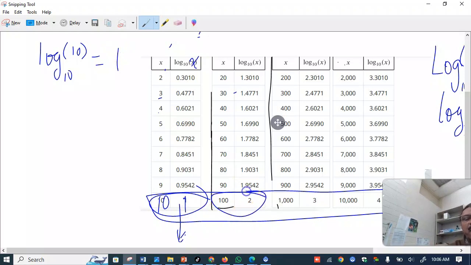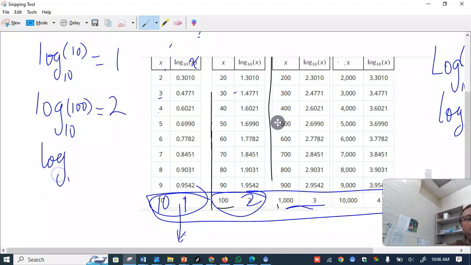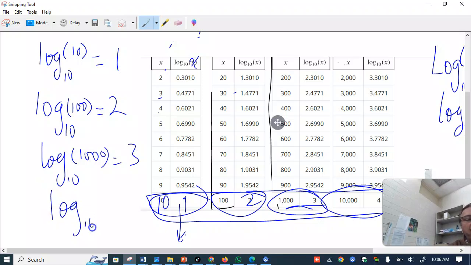And let's see this one. What does it mean? You plug in log base 10 of 100 is, and the answer is 2. The third one is log base 10 of 1000 is 3. And the last one here is log base 10 of 10,000 is 4. Now you see the relationship that you see by just looking at it. You have to analyze that.